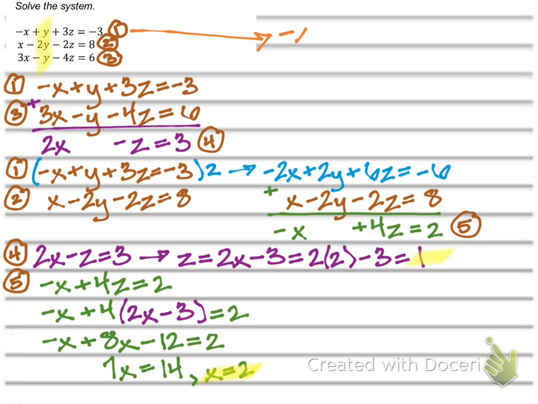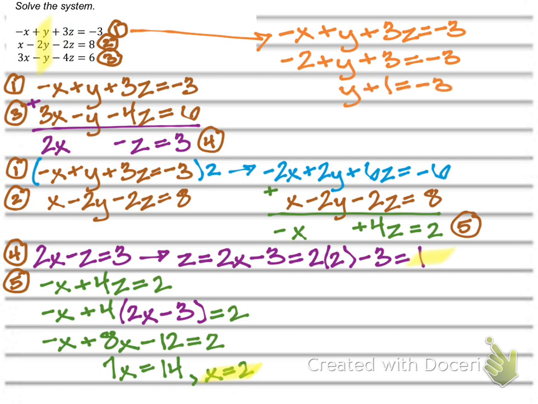And it is negative x plus y plus 3z is negative 3. But we know that x is 2. So negative 2 plus y plus 3 times z, which is 1, right? Equals negative 3. So y plus 1 is negative 3, and y is negative 4.